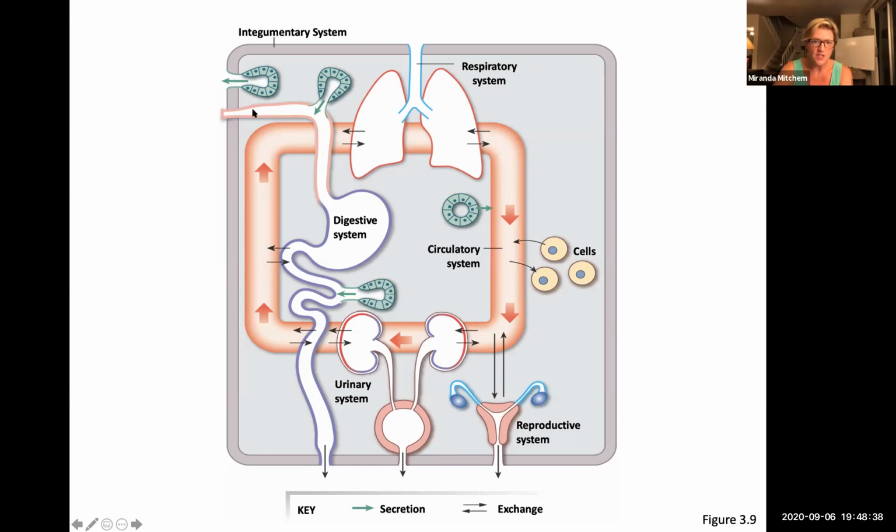Our digestive system, of course, we eat or drink, and that's the pathway from the external environment into the internal components of the digestive system. So that would include all of the stomach, the large intestine, the small intestine, and all of the accessory organs. There is exchange between the blood and the digestive system.